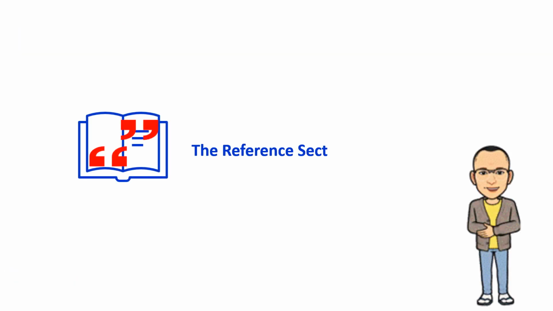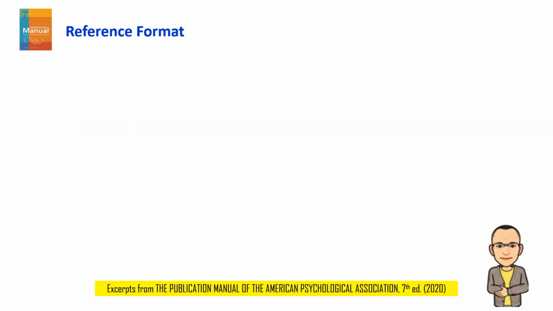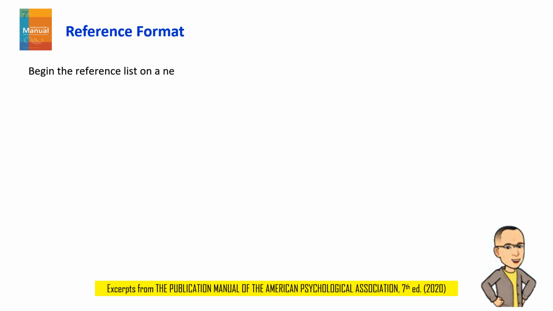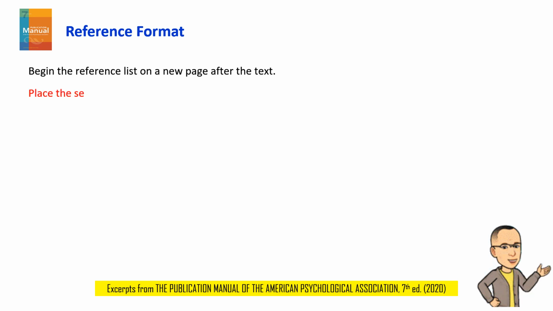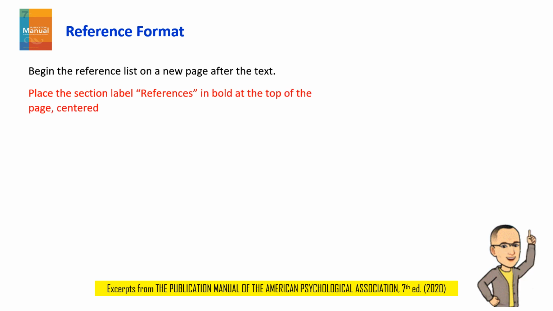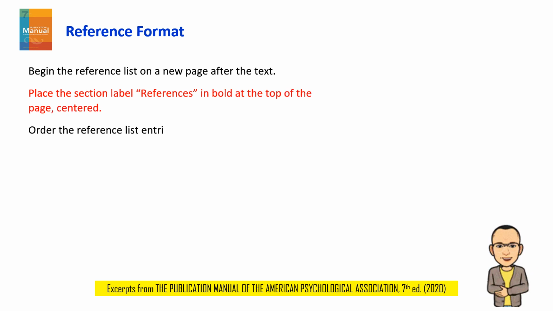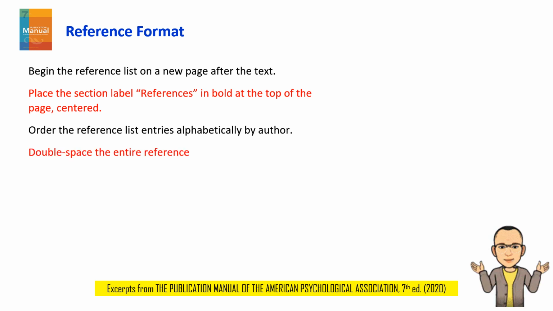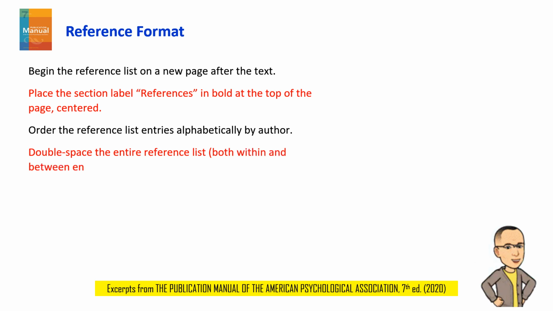The reference section. The 7th edition of the Publication Manual of the American Psychological Association, 2020, provides the following guidelines for the research reference section. Begin the reference list on a new page after the text. Place the section label, References, in bold at the top of the page, centered. Order the reference list entries alphabetically by author. Double-space the entire reference list, both within and between entries.